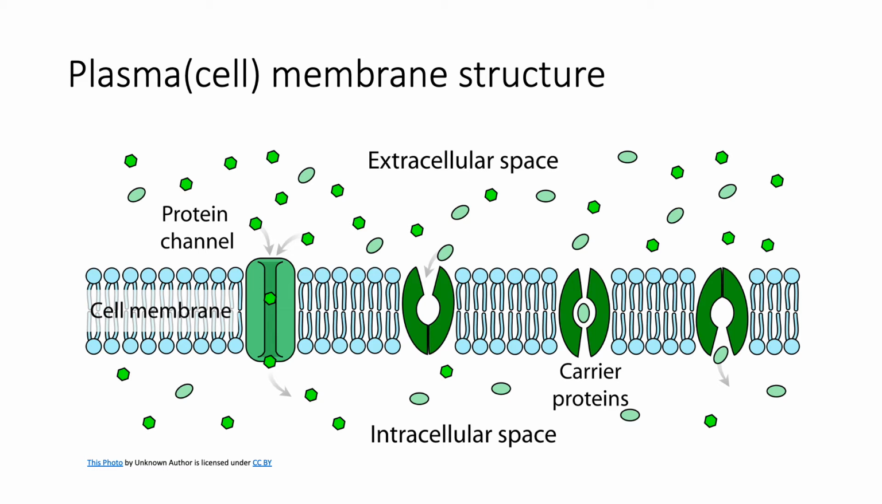Just to remember the plasma or cell membrane structure: the plasma membrane is made up of a double layer, we call it a bilayer, of phospholipid molecules. Of course, we have some proteins embedded in the cell membrane. They act like channels or carriers. The space outside of the cell we call extracellular space. Inside of the cell, covered by the plasma membrane, we call intracellular space.